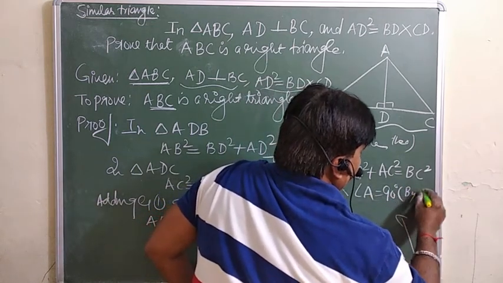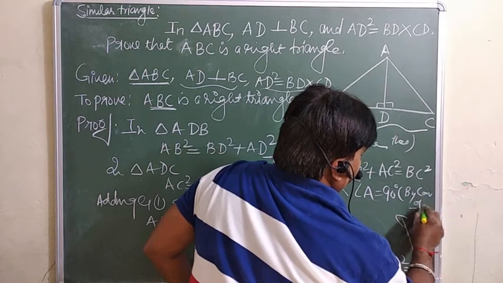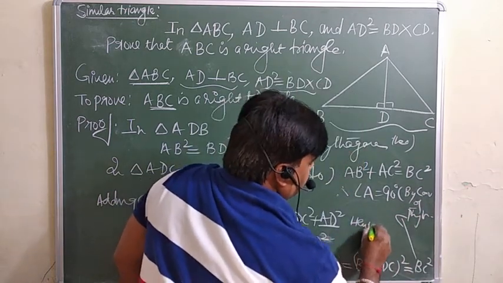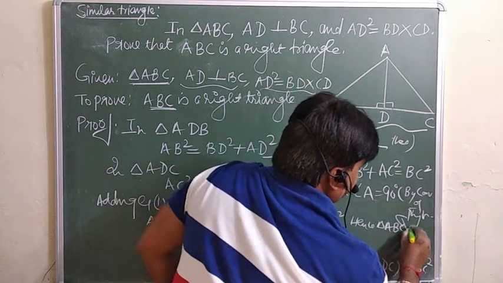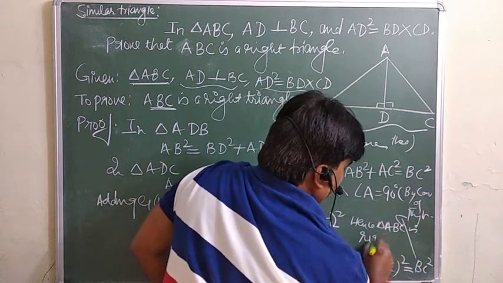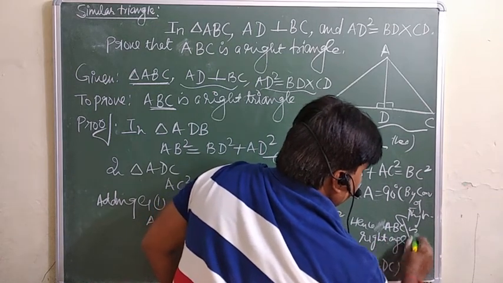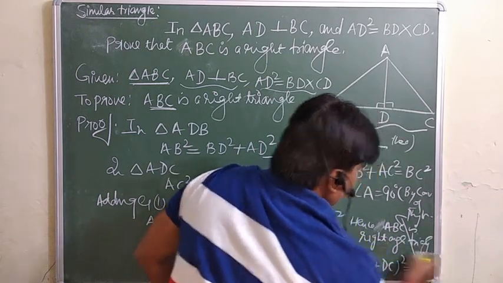This is, you can say, by the converse of Pythagoras theorem. So hence triangle ABC is a right angle triangle, which you want to prove. Have a look.